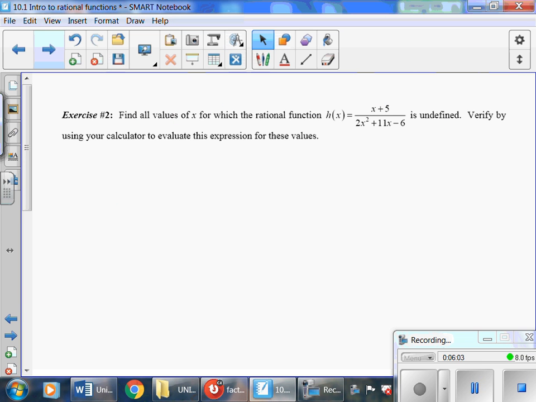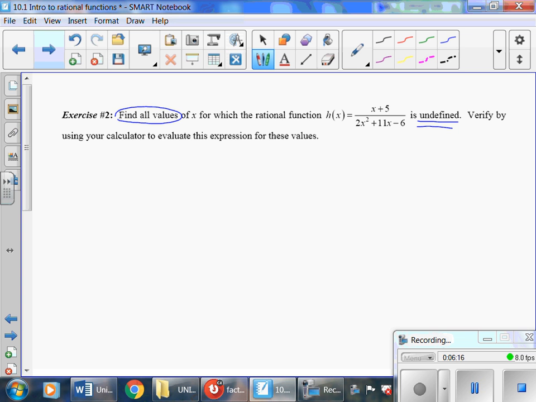Find all values of x for which the rational function h of x is undefined. So please make sure that we are doing some annotating, and I haven't really been stressing that enough. Let's please make sure that we're picking out the important information from these problems, especially if they're wordy problems. So we're looking for all values where our h of x is undefined, and then it says verify by using your calculator to evaluate this expression for these values.